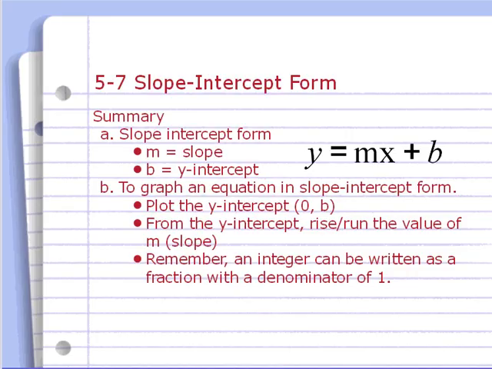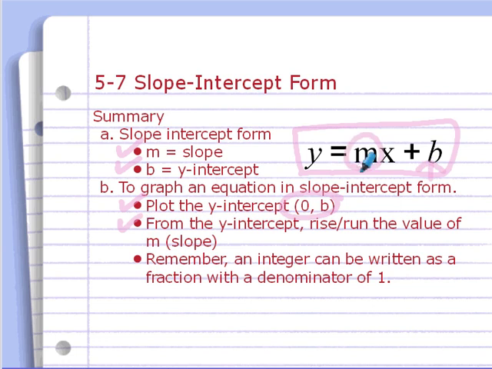So to summarize our lesson, you need to understand and have in your notes and be able to use slope-intercept form, y equals mx plus b. Again, m is our slope and b is the y-intercept. To graph an equation in this form, we always start with our y-intercept. So we go to the point (0, b). From there, we take our slope, which is m, and we rise and run whatever our slope is.